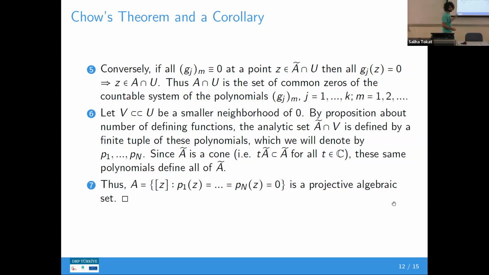So let's project back and get A. This is a projective algebraic set, and this concludes the proof.